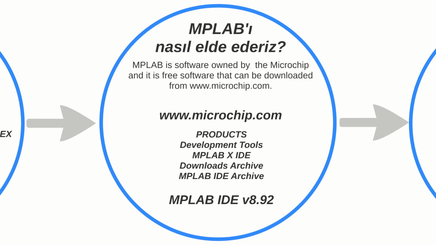How can you obtain MPLAB? You should visit www.microchip.com and then follow the menus, and you should download MPLAB version 8.92. We will use the final version in 8-bit.